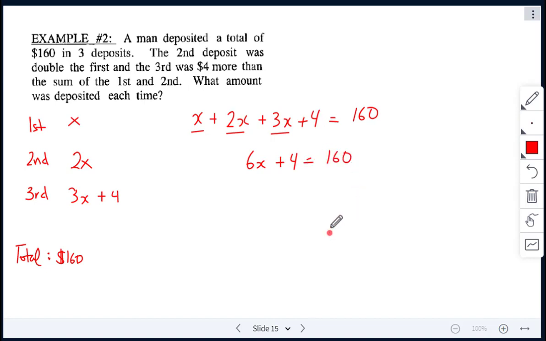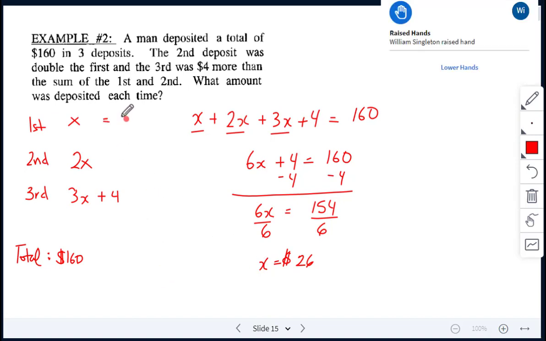Looks like a type 2 equation. So we'll subtract 4 on both sides. So we have 6x is equal to 156. And then we're going to divide by 6 on both sides. And that gives me x is equal to $26. All right, so now if we go back here, that means the first deposit is just x. So it's just 26.